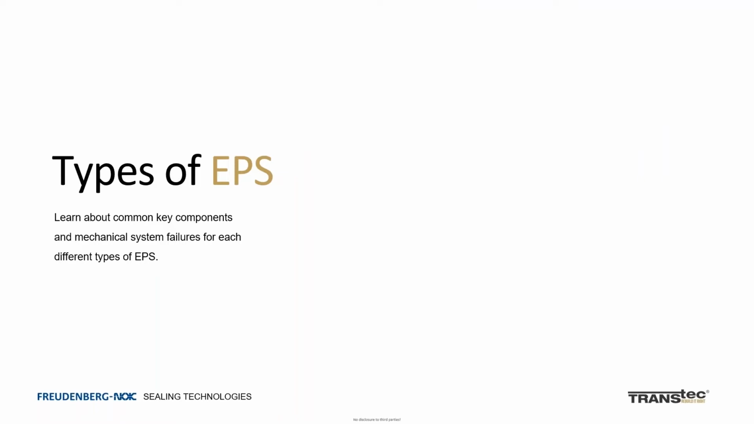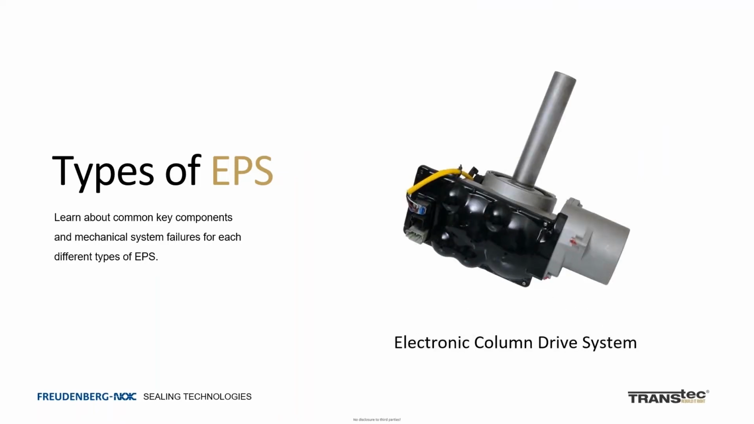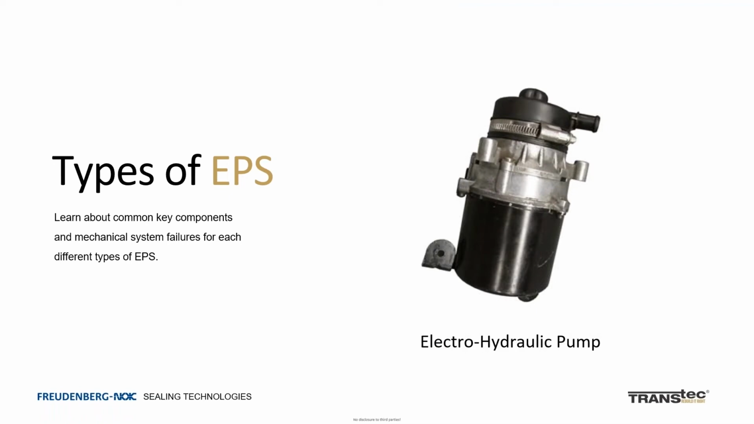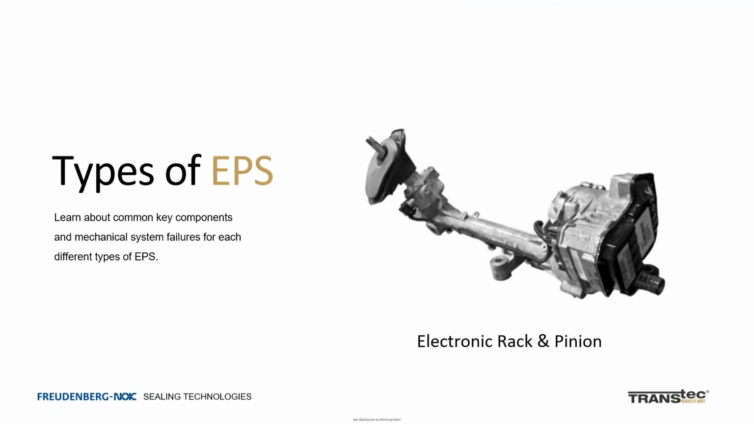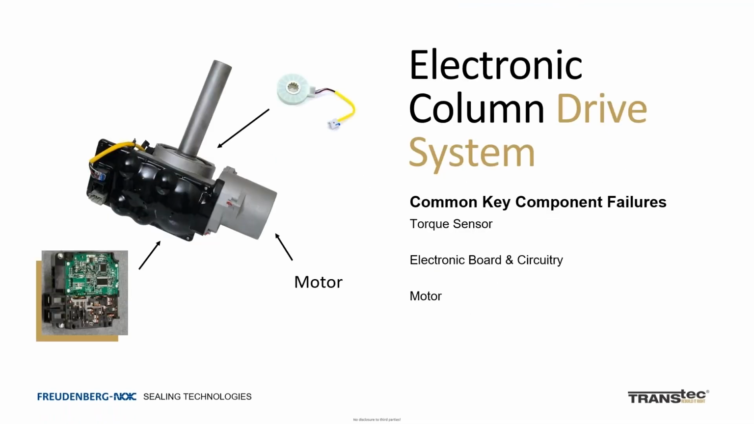Next, we'll dive into the various types of EPS, which consists of an electronic column drive system, electro-hydraulic pump, and electronic rack and pinion. The electronic column drive system is made of 3 main components: an ECU, a motor, and a torque sensor. In an electronic column drive system, the only electronics are in the column, which then connects to a manual system to provide assistance.